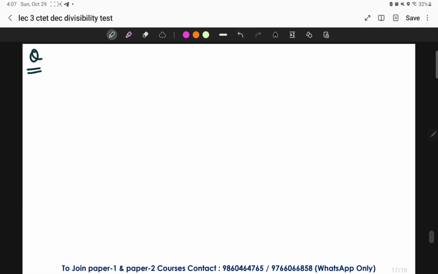Question. Here, is 1073 divisible by 7 or not? We are going to check. What was step number 1? To check whether a given number is divisible by 7 or not, we have to remove the last digit. What is the last digit given here? 3. So I have removed 3.